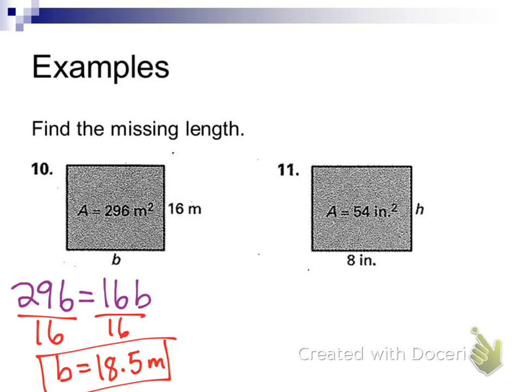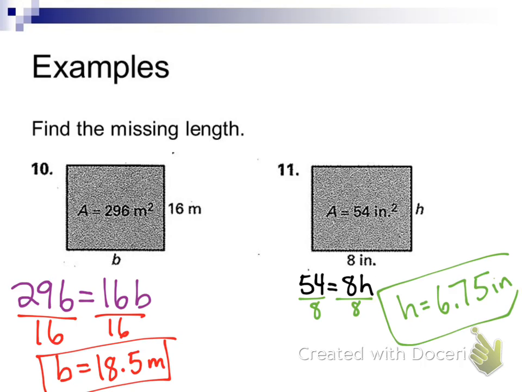Alright, and number 11, last one for the day. How do I start this one? 54 equals 8 times H. Very good. And then I can divide both sides by 8. So what does H have to equal? 6.75. And we're talking about inches. Very good.